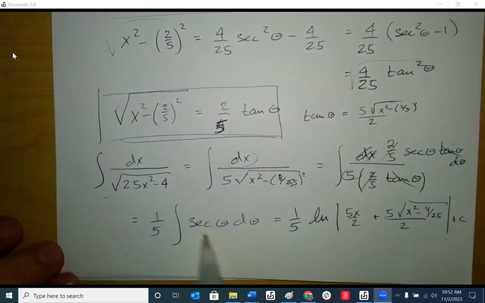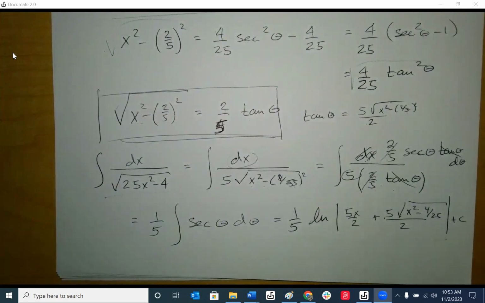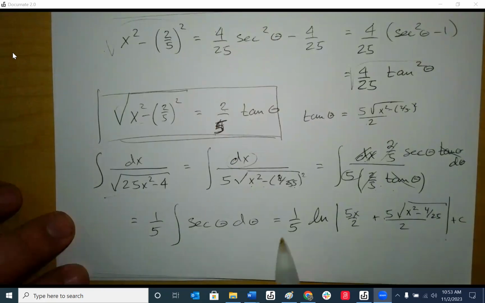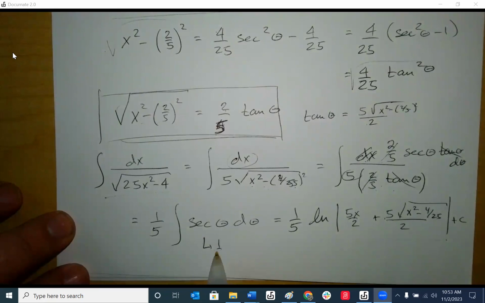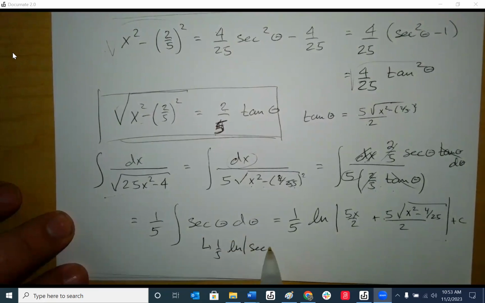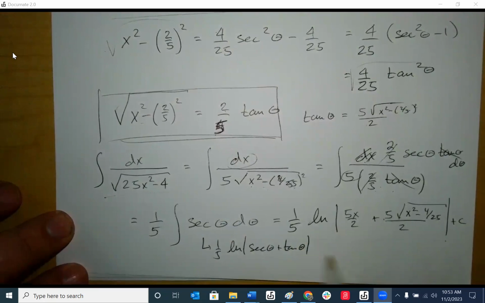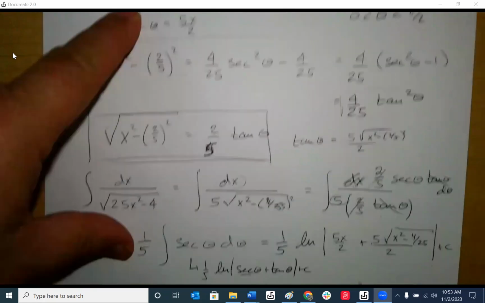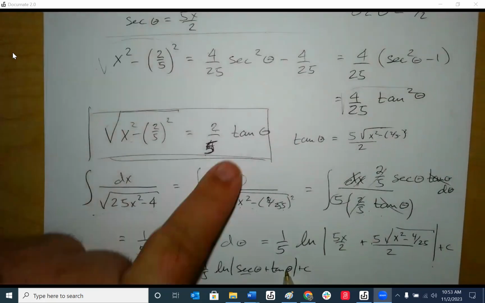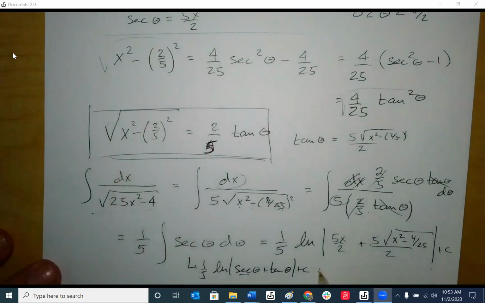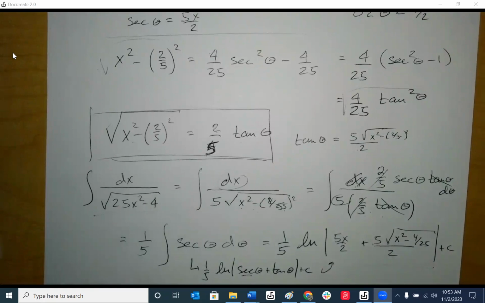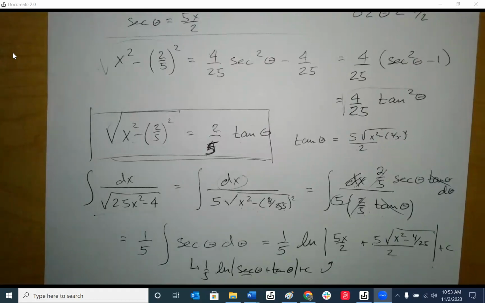Then we go back to our cheat sheet. The integral of secant is ln of secant plus tangent. So 1/5 ln secant theta plus tangent theta plus c. Secant theta, go back up here. Tangent theta is here. And there you go. That's pretty much all there is to it. It sounds like it's simple, but there's a lot of steps involved, and if you mess up one of them, then you're hosed.